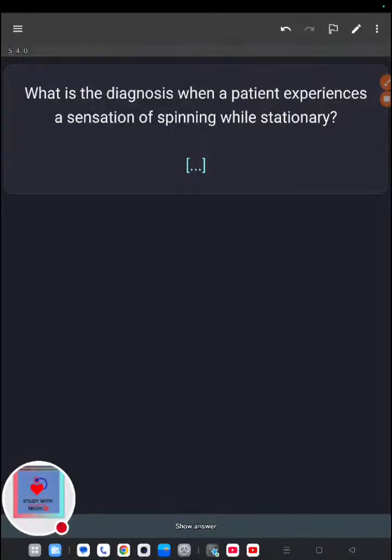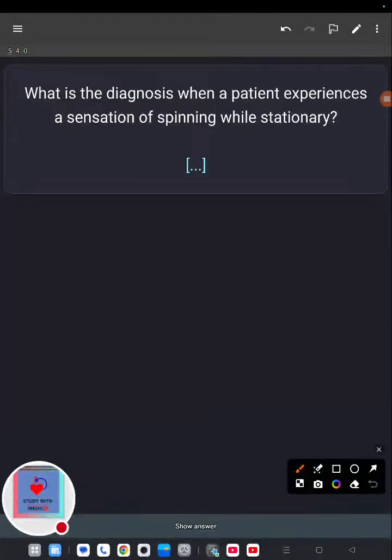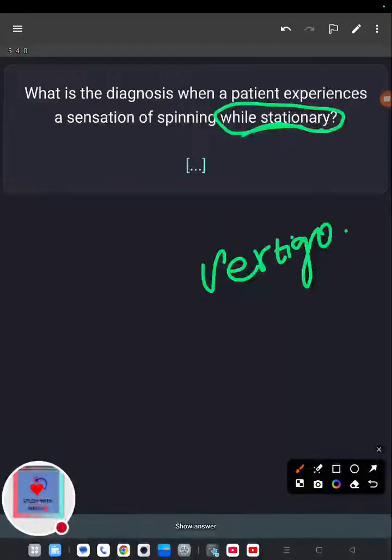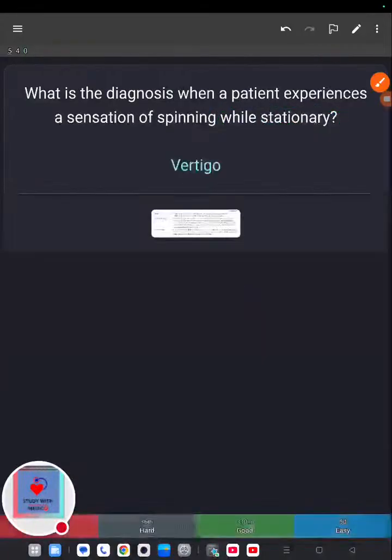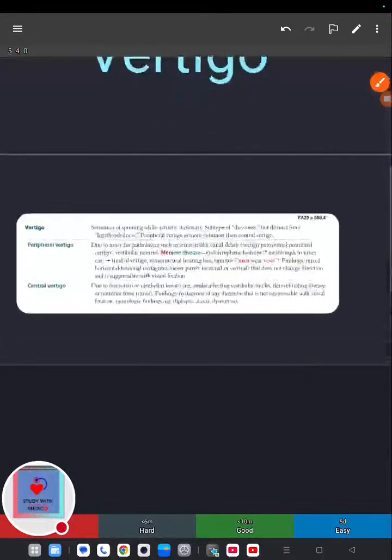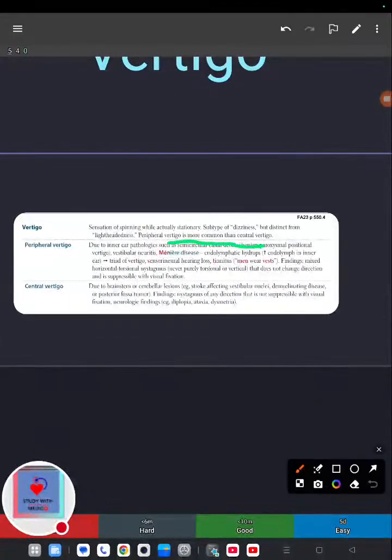What is the diagnosis when a patient experiences a sensation of spinning while stationary? So this is called vertigo. This is the definition. Peripheral vertigo is the most common, more than central vertigo. It is a sensation of spinning while actually stationary, a subtype of dizziness but distinct from lightheadedness.